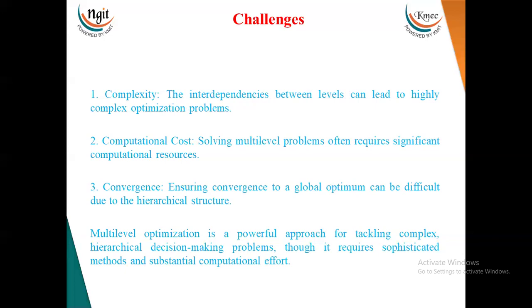So whatever optimization solution we are going to give, that should be compatible with all the hierarchical structure. So it should be optimal. It will be very difficult to make all the levels optimal. So finally, multi-level optimization is a powerful approach for tackling complex hierarchical decision-making problems. Though it is sophisticated, substantial computational efforts are available for this.